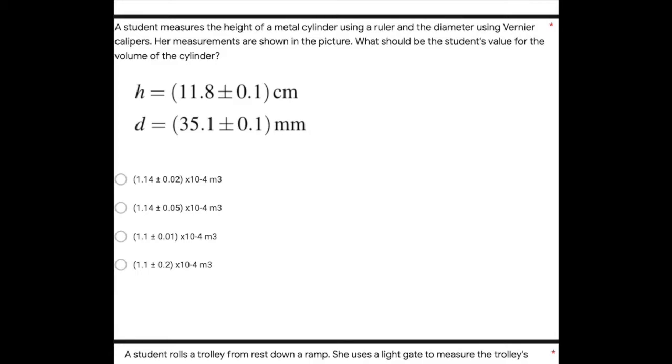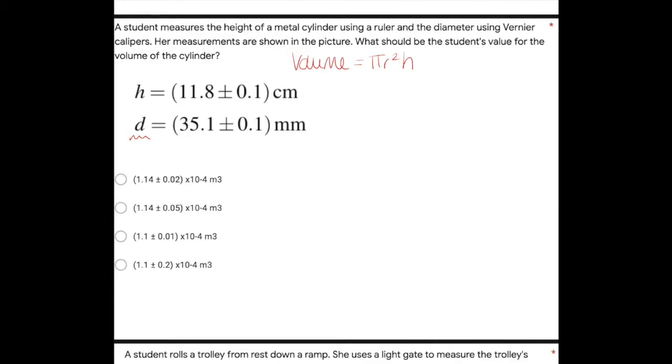When it comes to working out the value for the volume of the cylinder, we approach this in exactly the same way as we did with pressure. This time, however, the formula that we're looking for is pi r squared h. Now the difference here is that we have been given a value for D, not a value for R. Remember, D would be 2 lots of R.